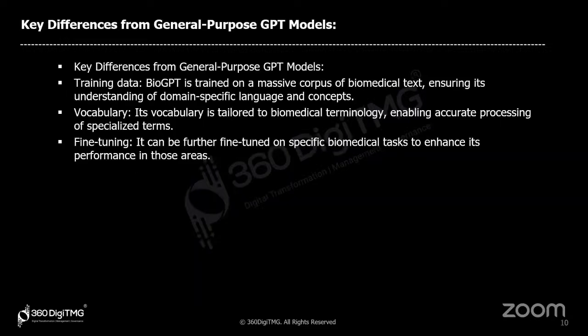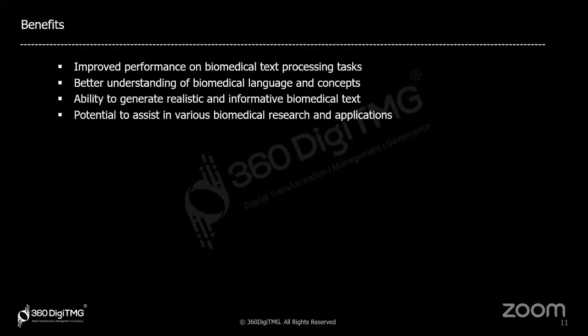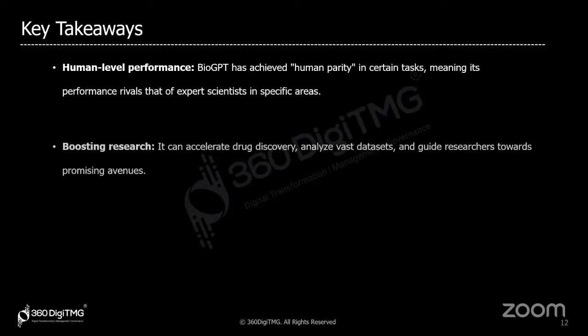So this is the general difference between BioGPT and the original general purpose GPT models. It is domain specific, generally used by biomedical people. That is how we can see it, and these are the benefits we can take from this model, and these are all the key takeaways.